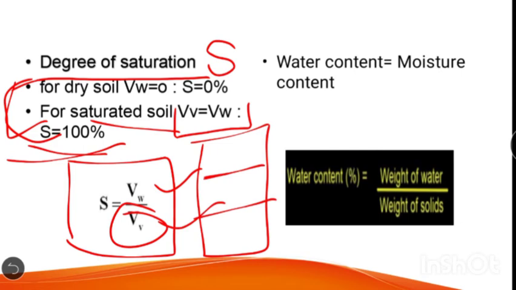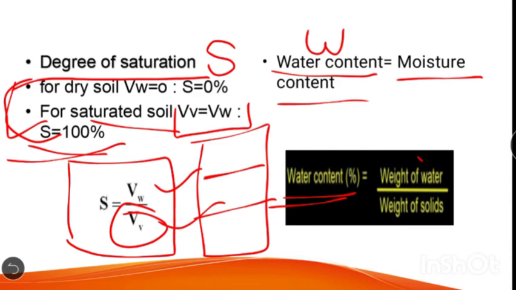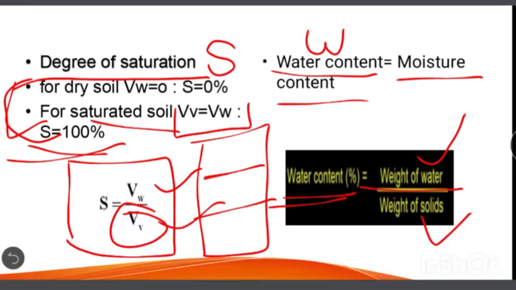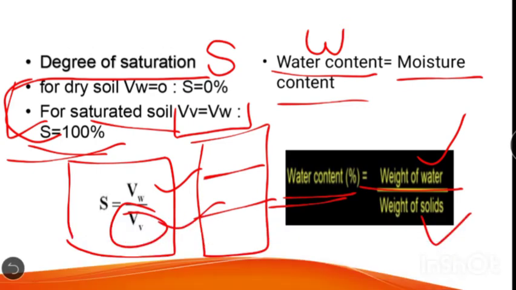Now moving further, water content. It is denoted by W. It is also expressed in percentage. It is also known as moisture content. Never get confused when the term moisture content comes. It is also known as water content. Formula of water content: how much water is present in the weight of solids. So weight of water to the weight of solid. Simple concepts, simple formulas, and never confuse between these formulas.